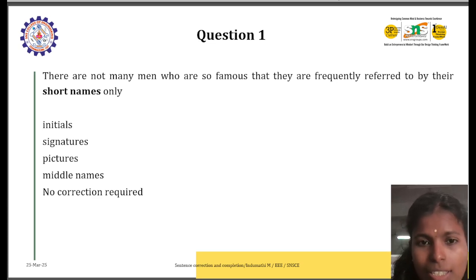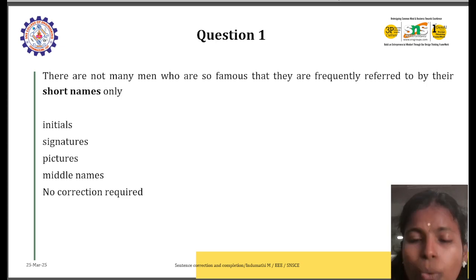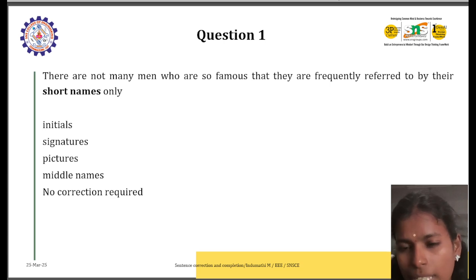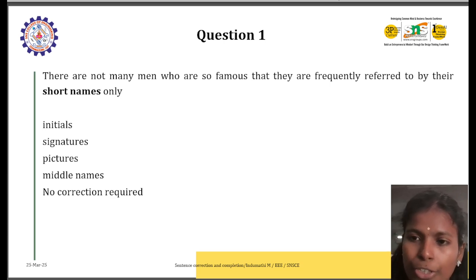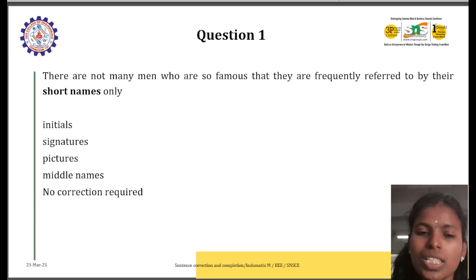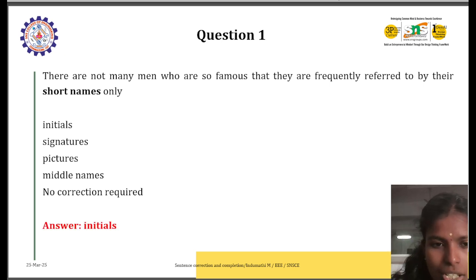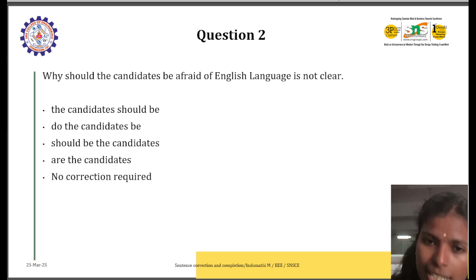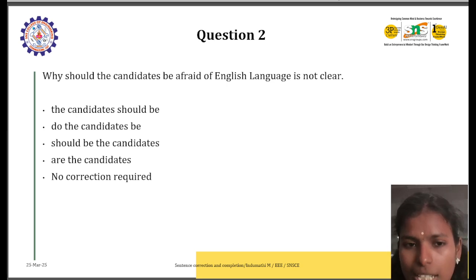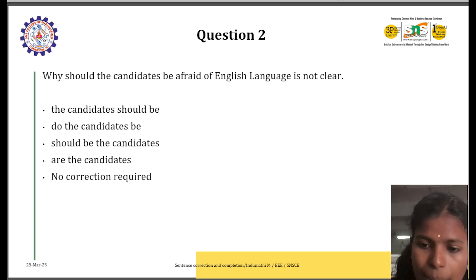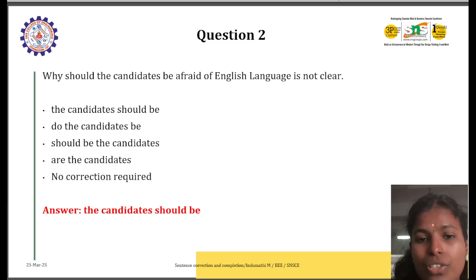You can just see this question. There are not many men who are so famous that they are frequently referred to by their short names only. Actually, in place of short names, you can write initials. So the answer is initials. Why should the candidate be afraid of the English language is not clear. So you can replace this with: the candidate should be. Actually, this is the question.